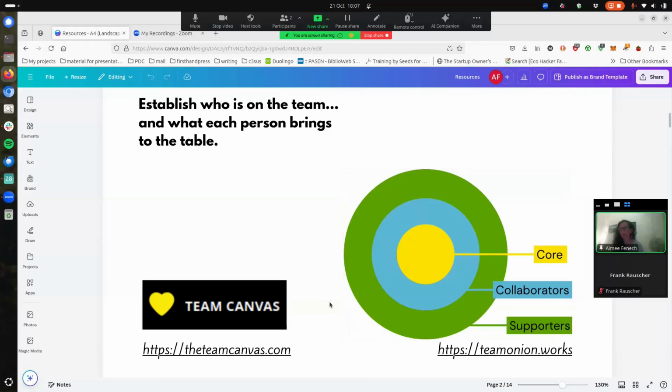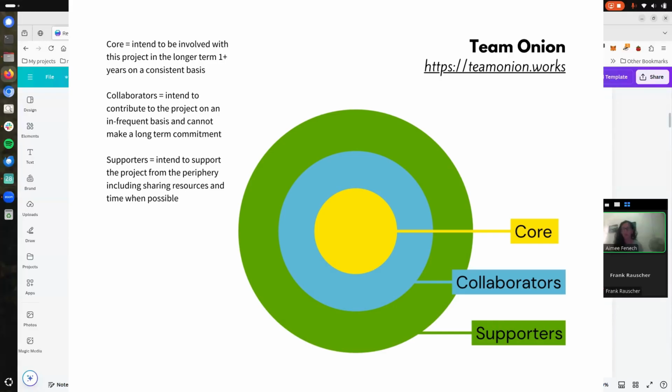What they are is just a template for people to use to come to an agreement about where each person sits on the team. In the case of the team onion, it talks about 3 levels of engagement. You have the core team, which will probably be the service providers and people who are in that microenterprise who are always there to be supportive. So they have a fixed commitment to be in that team.